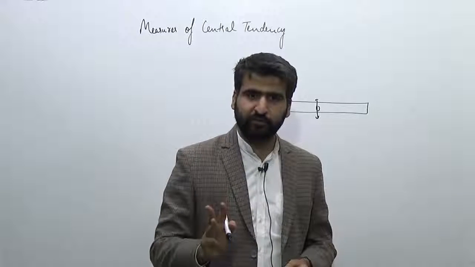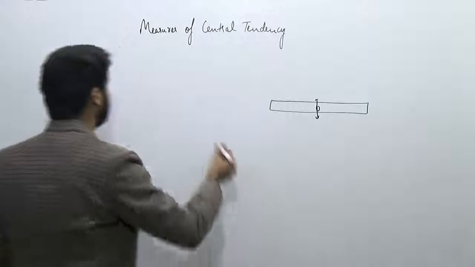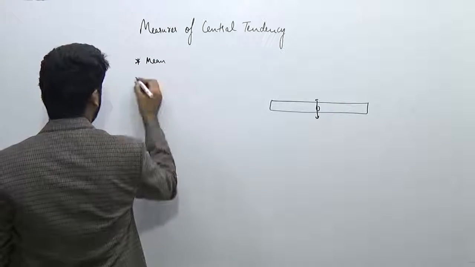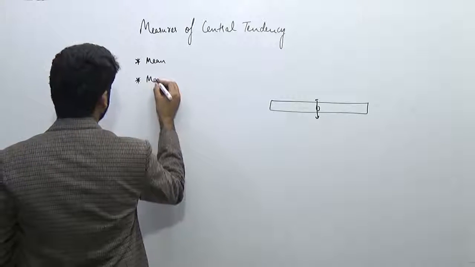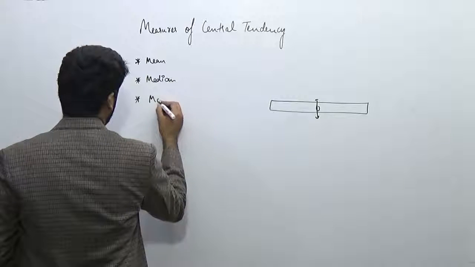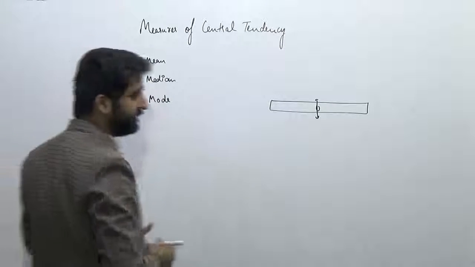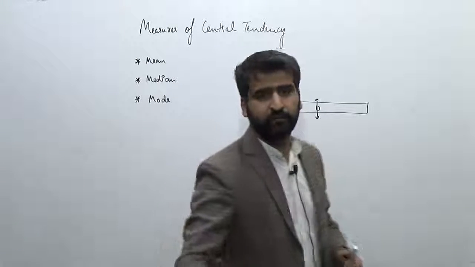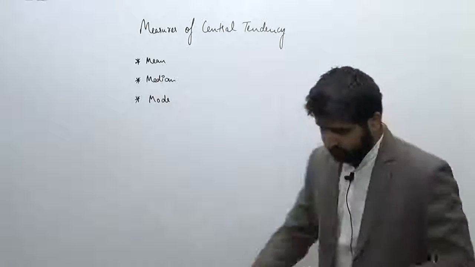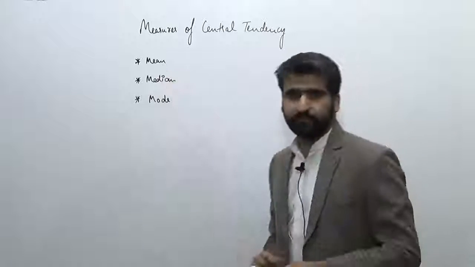Now there are three measures of central tendency. We will see them one by one. The first one is mean, then we have median and mode. So we will see all these three measures of central tendency one by one. First of all, the thing you need to understand is that we never just write mean.